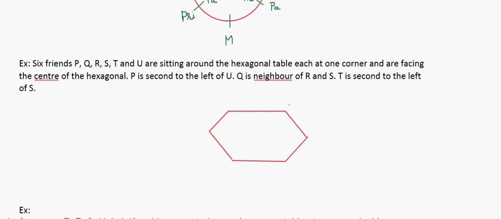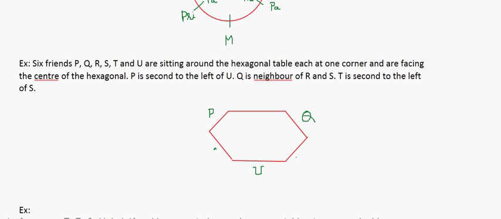P is second left to U, right? So start with it, plot a U here anywhere you want. P is second left to U, so first left is this, second left is this. Q is neighbor of R and S, which means Q cannot be here because Q has to be here, so that it has two neighbors R and S.